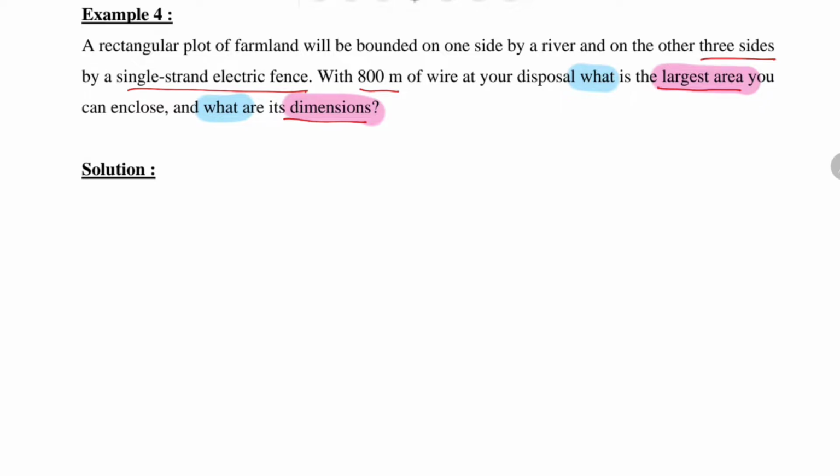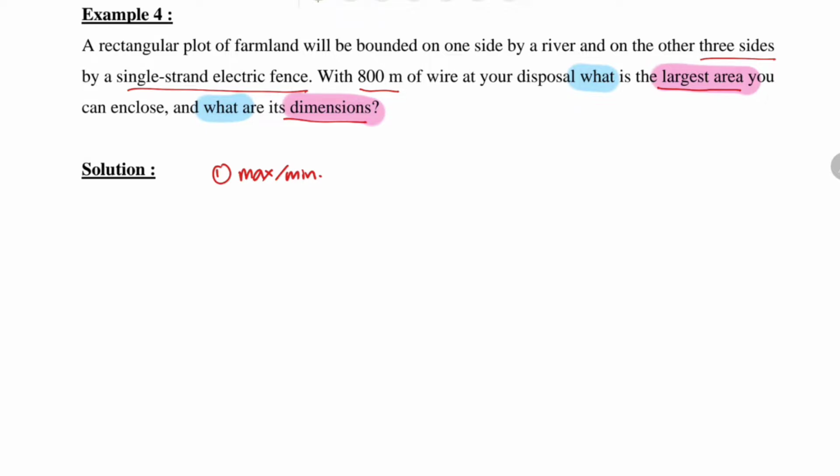The first one is what is the largest area. The second one is the dimension. What does the dimension mean? It means the size of the rectangular plot of farmland. Okay, so remember the steps that I have mentioned before. The first step to solve this type of question is to determine what it is that we want to solve. Is it to maximize or minimize a function?